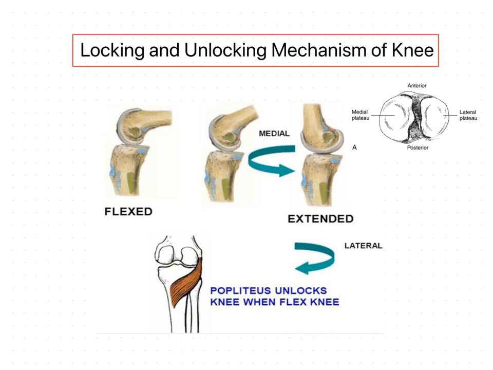Here, the incongruence of the femoral condyles and the tibial condyles results in rolling and gliding of the condylar surfaces on each other. Because of this incongruence, there is rolling and gliding of the condylar surfaces on each other.